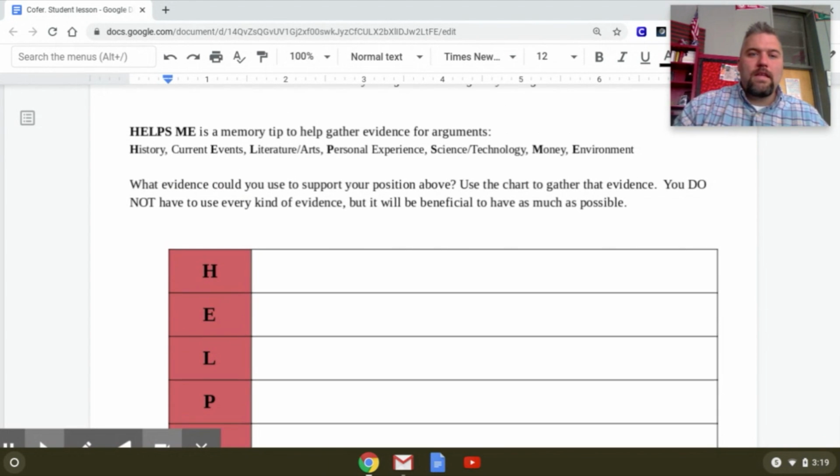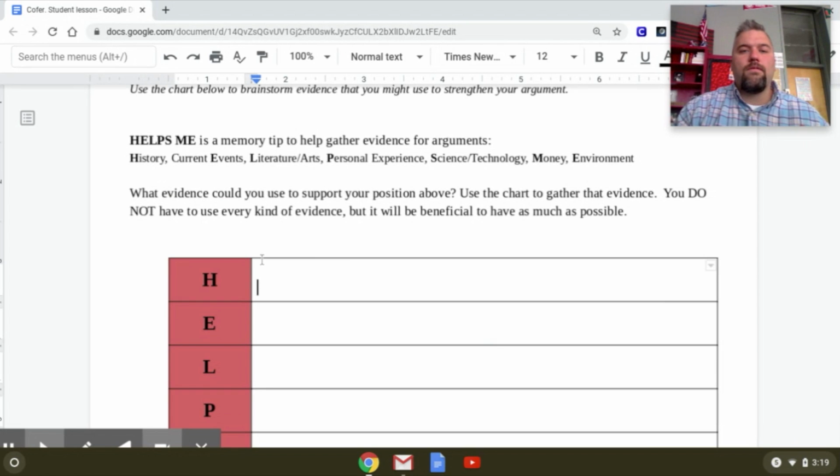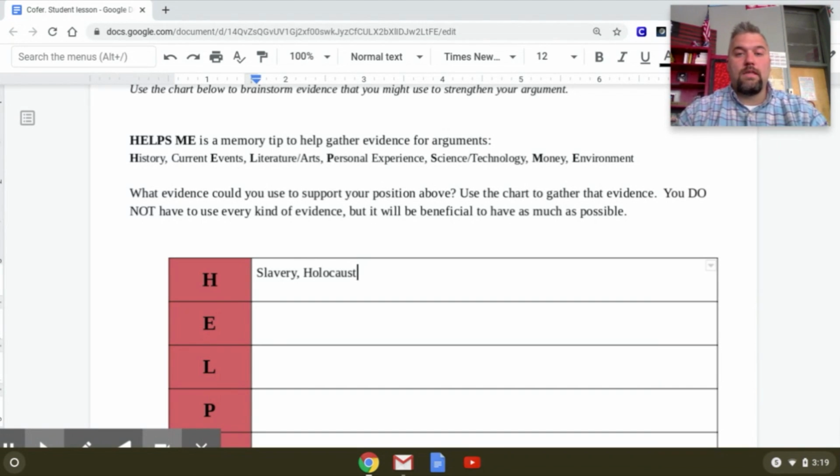So are there things in history that we can think of that would support how stereotyping has negative effects on people? Well, sure. We can go slavery. We can go into the Holocaust, because Hitler put out all kinds of stereotypical information on Jews that basically made everyone okay with putting them in concentration camps. There are so many things here that could do that. Okay, but we're just going to leave it at those two for right now.